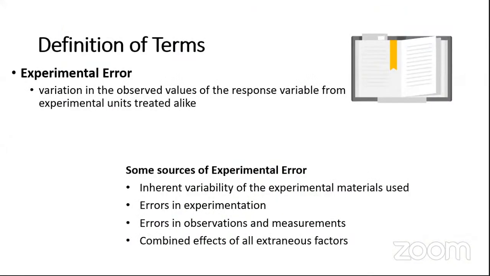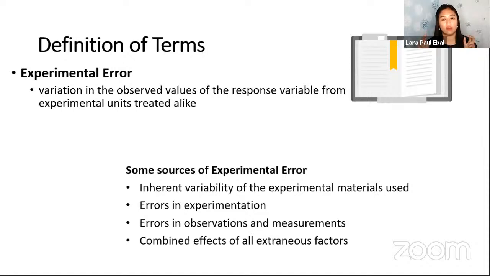Another term that we need to learn is experimental error. This is the variation in the observed values of the response variable from the experimental units treated alike. If you can imagine, there is a treatment level or condition or procedure applied to an experimental unit. But take note, you do not apply the treatment level to only one experimental unit. You have to consider more experimental units. And you also expect that these experimental units have the same responses or outcomes, or at least they are close to each other, right? If they are different, or there are discrepancies among the responses from these experimental units, then that's incorporated in the experimental error.